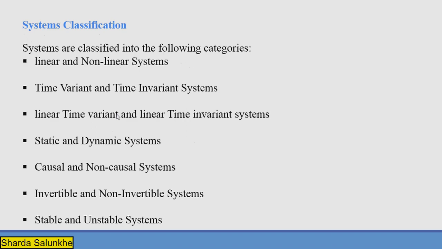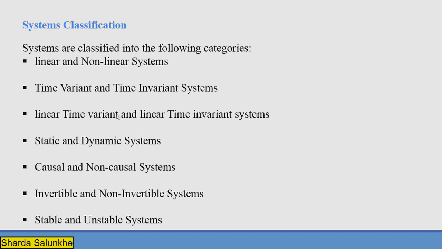Next is the system classification. So you already know the definition of the system. A system is a physical device having different components, and the input to the system is nothing but the excitation, and the output of the system is nothing but the response, right? So there are two types of systems basically, that is SISO and MIMO. SISO is nothing but the single input single output type of system, and MIMO is nothing but the multi input multi output type of system.